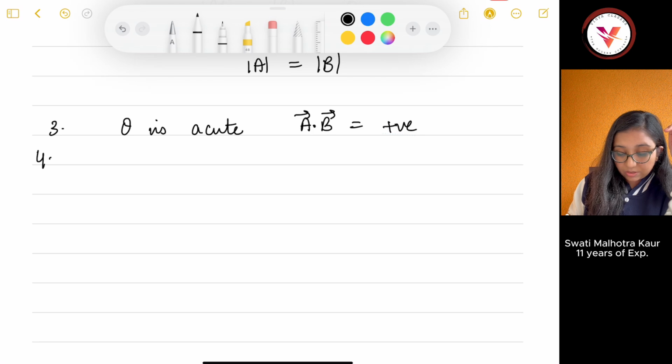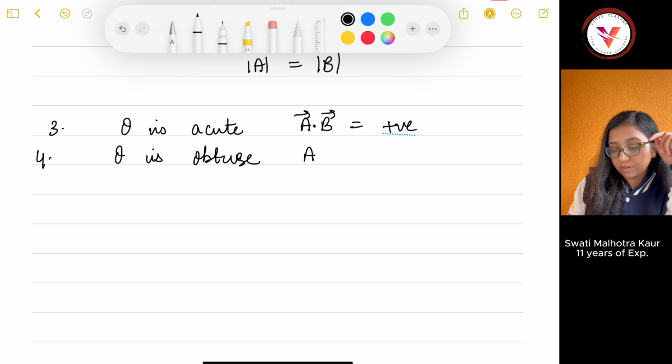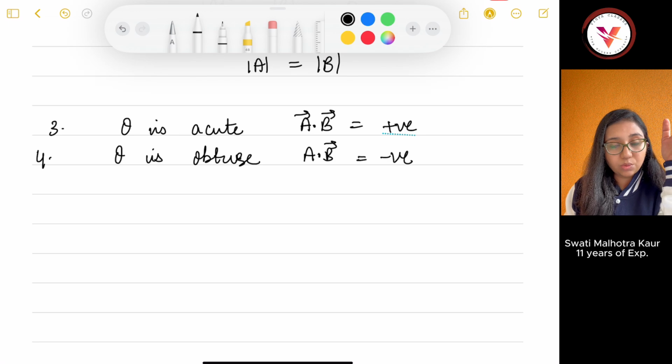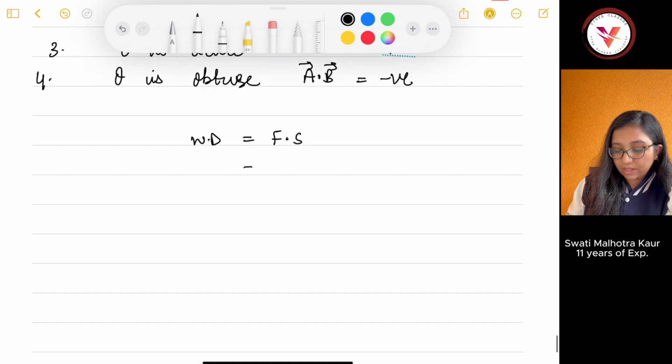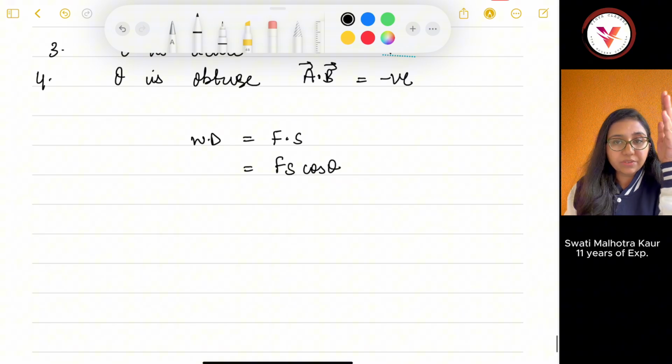And if theta is obtuse, then A dot B is negative. So you have learned that thing in work done. So in vectors it is this, and yeah, work done is basically the dot product of force and displacement, F dot S, which is F S cos theta, and as per the value of theta, it can be positive, negative, and zero.